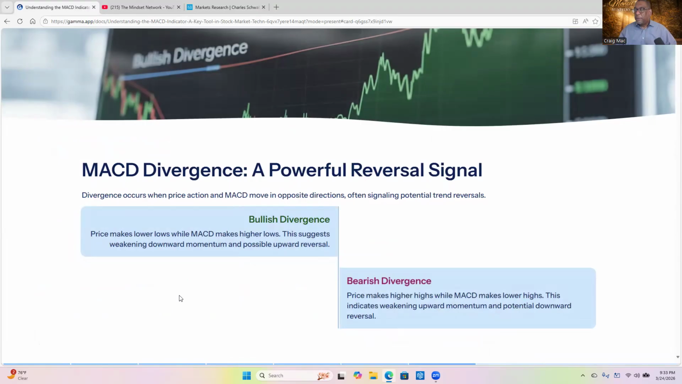Okay. Divergence, powerful reversal signal. Price makes lower lows while MACD makes higher lows. This is just a weakening of the downward trend. The opposite is true for bearish divergence. Price makes higher highs while the MACD makes lower lows. This indicates a weakening in the upward momentum. Remember, the MACD is a momentum indicator.